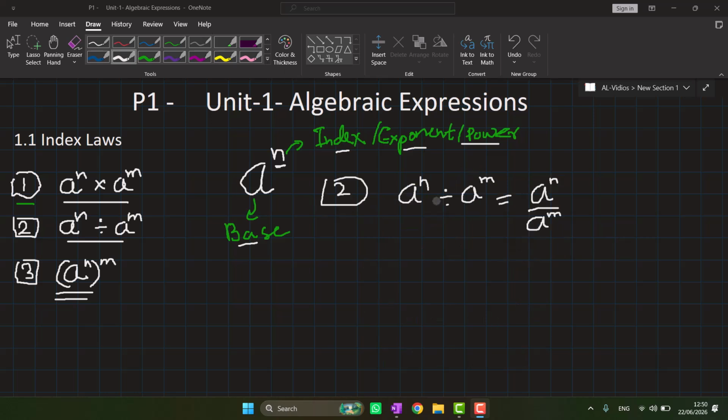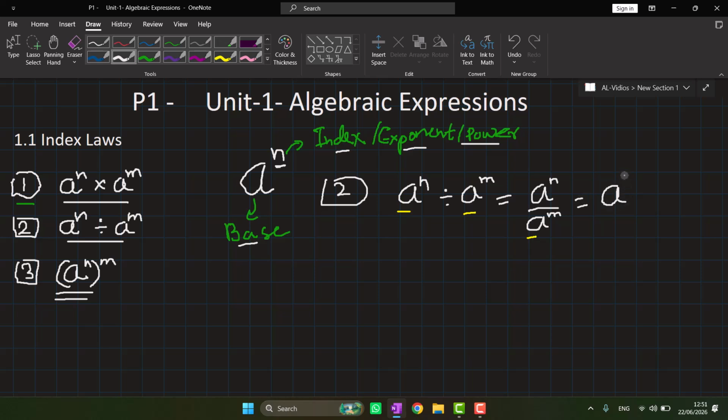Moving on to the second rule, a to the n divided by a to the m can be written as a fraction, a to the n over a to the m. This can be done as a subtraction. So you can write indices as a subtraction. So a to the n minus m. Can put this in a little bracket over here.